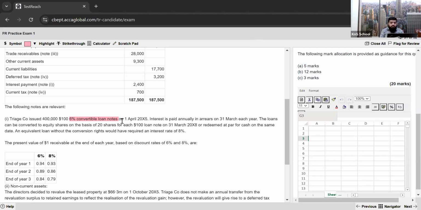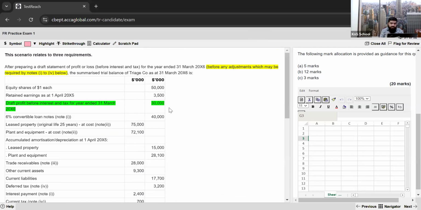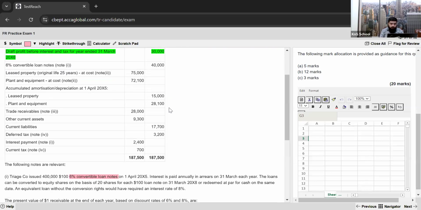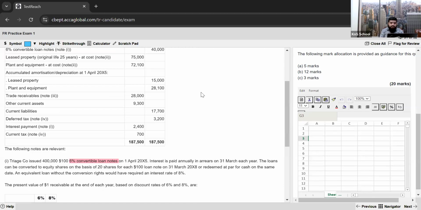Okay. So the convertible bonds were issued on 1st April 2015, which means at the start of the year, and the accounting year ends on 31st March 2016. It means it's the first year of the convertible loan notes. Interest is paid annually in arrears on 31st March each year. The loan can be converted into equity shares on the basis of 20 shares for each $100 loan note on 31st March 2008.